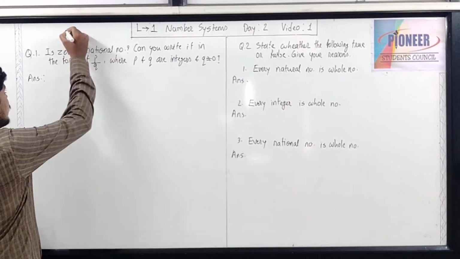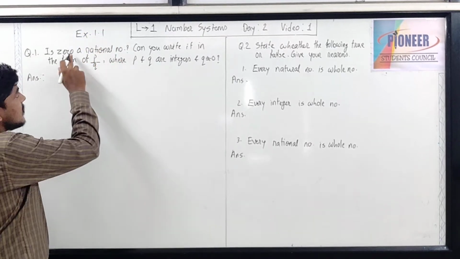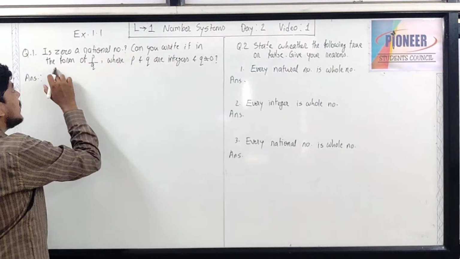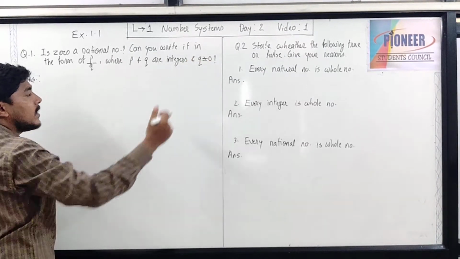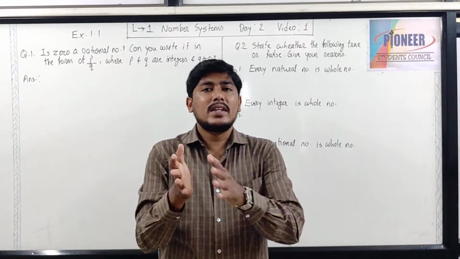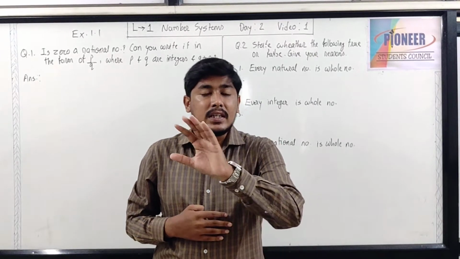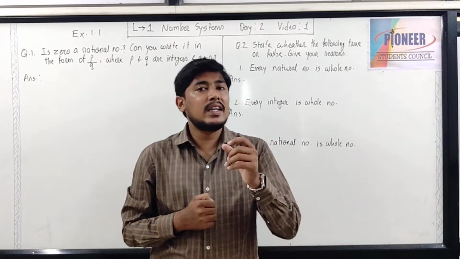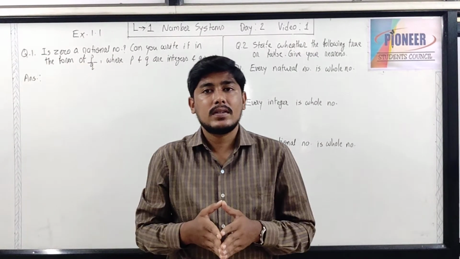In NCERT exercise 1.1, question number 1, they asked us, is 0 a rational number? Can you write it in the form of P upon Q, where P and Q are integers and Q is not equal to 0? Tell me one thing. What is the number in the denominator of numbers whose denominator is not given?